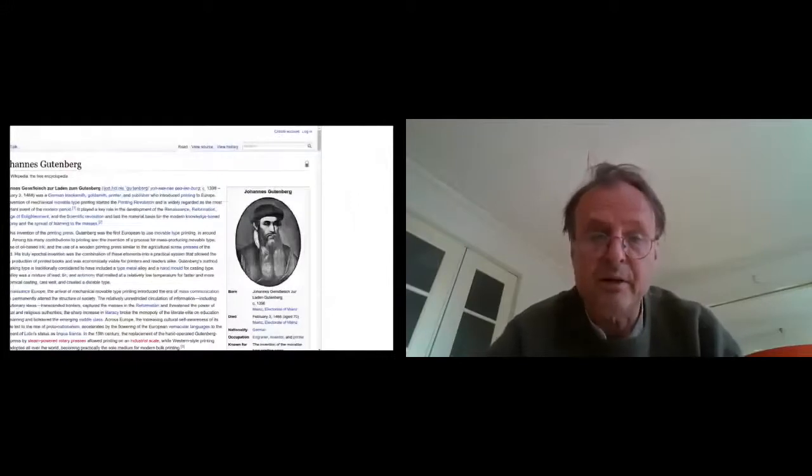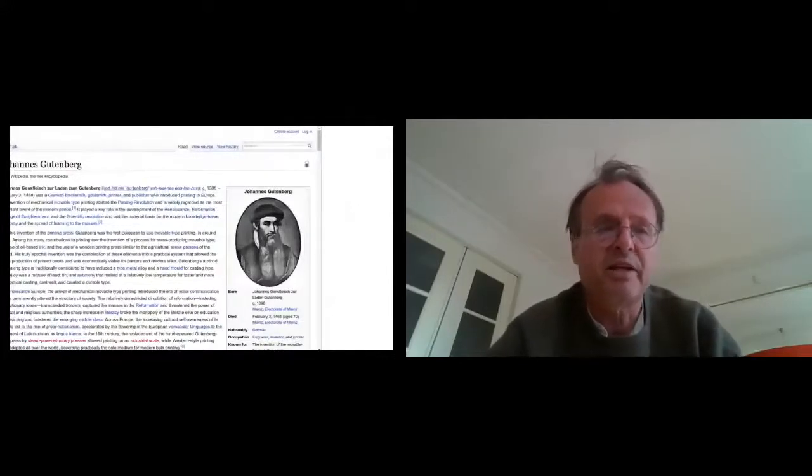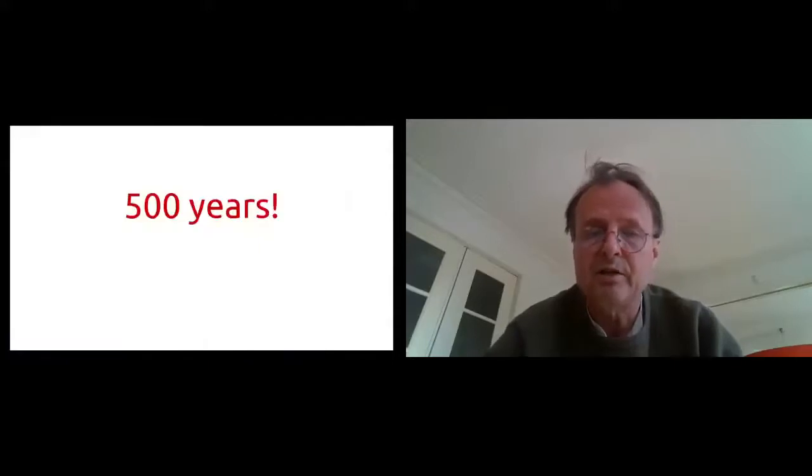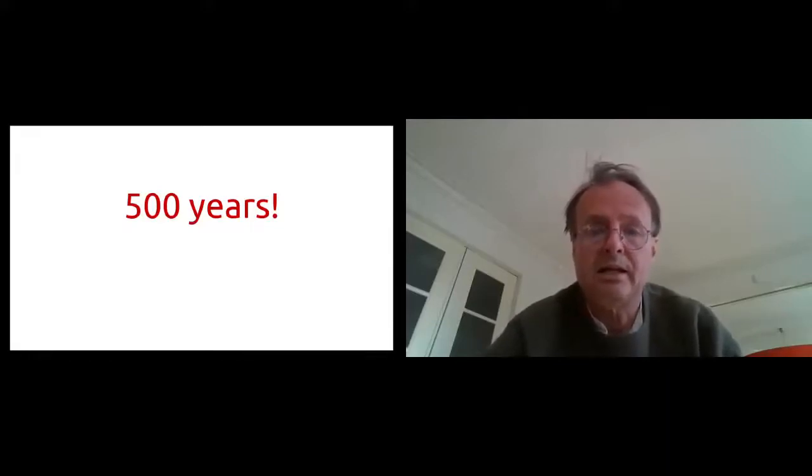It's not a random number. It's a very convenient number because I'm not going to be around in 500 years, so nobody can tell me I'm wrong. The other thing is that if we look 500 years back, we come to this man, Johannes Gutenberg, the man who created the printing press in the West. And he did this roughly 500 years ago. And that really changed how Western societies worked.